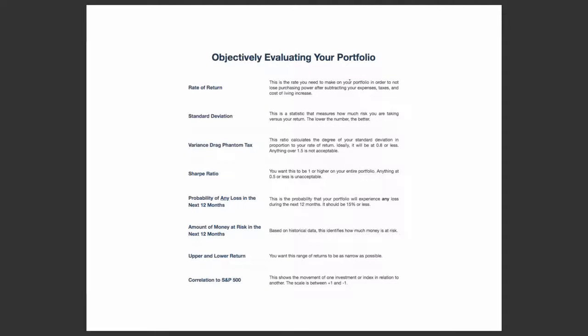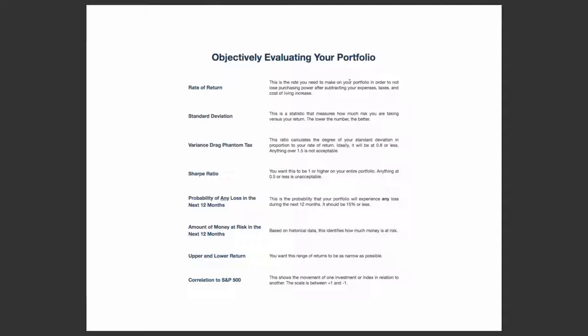Now, first thing we do is we look at all the different metrics that we've created and we use to analyze a portfolio. Everyone should be using these metrics. You need to know what rate of return you need to make after taking out expenses and taxes and your cost of living increase in order for you not to lose purchasing power. You would be shocked at how many portfolios are not designed to actually even make you money after subtracting out those debits. Then you need to know what standard deviation you need.